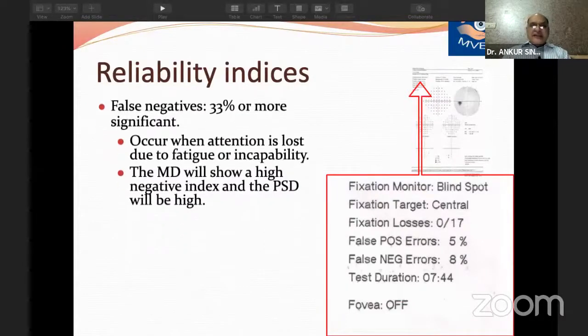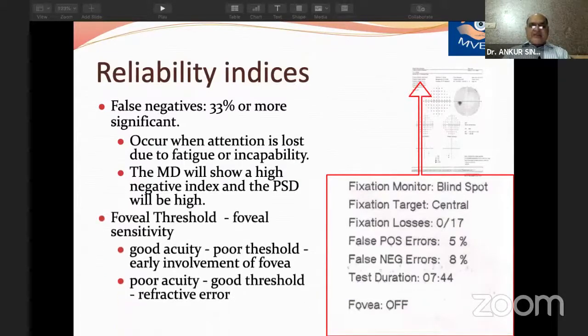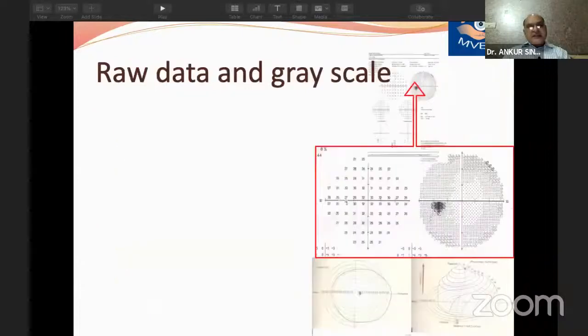Then we have the false negatives. The upper limit is up to 20 to 33%. It occurs when the attention is lost and the patient is fatigued or is not capable of pressing the button. The mean deviation will show a high negative index, and the pattern standard deviation will also be high. Then we move on to the foveal threshold. The foveal threshold is tested early on in the field. A good acuity with a poor threshold shows early involvement of the fovea or the central points, and a poor acuity with a good threshold shows that the refractive error has not been properly placed in the perimeter.